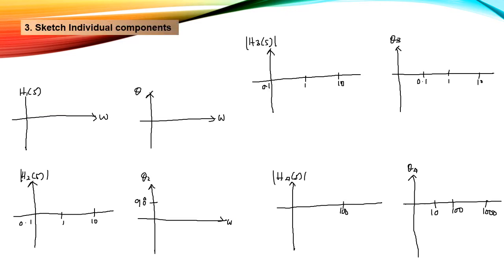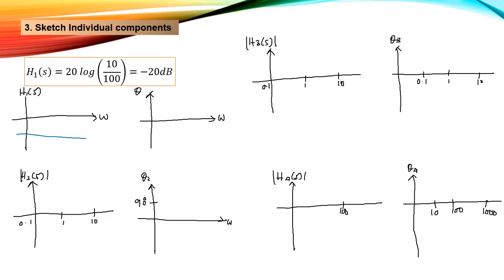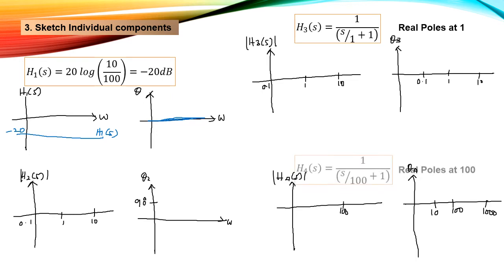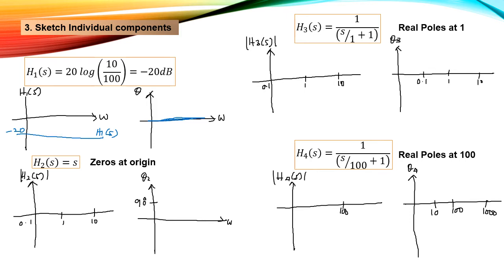Now let's sketch the individual components. The first one is the constant, negative 20 dB, so you sketch a negative 20 dB constant. This is your H1(s), negative 20, and for a constant, the phase will be 0. And then for the second component, H2(s) equal to s, so zeros at origin. When it is zeros at origin, you have a positive slope of 20 dB per decade crossing at 1. So we can assume something like this. Here is negative 20, here is 20 dB per decade. And when you have zeros at origin, the phase will be a constant 90 degrees.